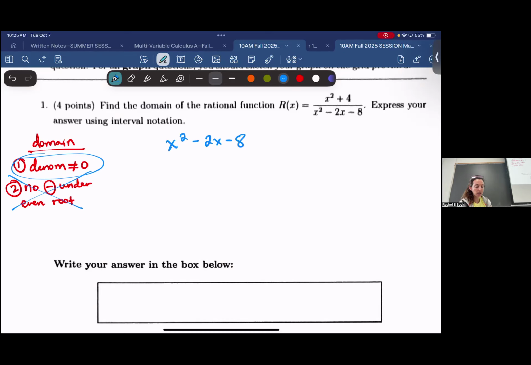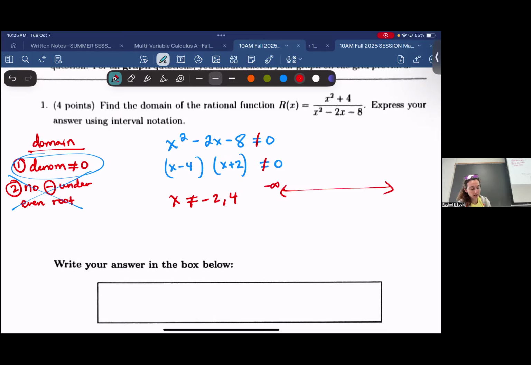x squared minus 2x minus 8, can that be factored? Yeah, what can it be factored into? -4 and 2. Yep. Which tells us our two values that x can't be are what? Negative 2 and 4. Exactly. If we were to look at this from a number line standpoint, we would have open circles at -2 and 4, because we're not including them, but we're including any other value in that real number system.